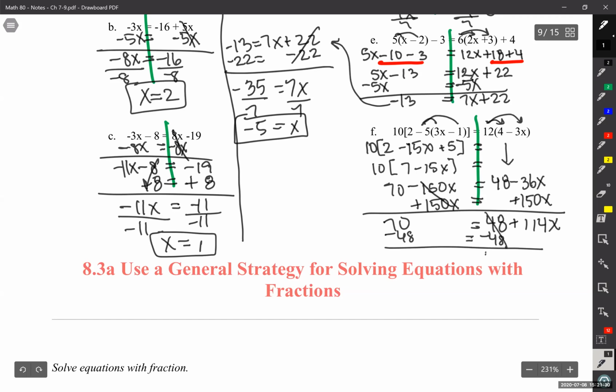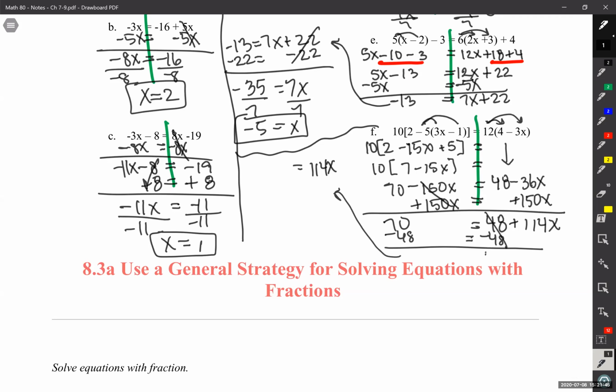I still have my 114. I'm going to write it up here because I'm running out of room. I still have my 114 on the right with the x. And now on the left, I have 70 minus 48, which is 22. So the last step, I will divide by 22. And I actually end up with a decimal. So rather than dividing by 22, I'm just going to reduce this fraction.